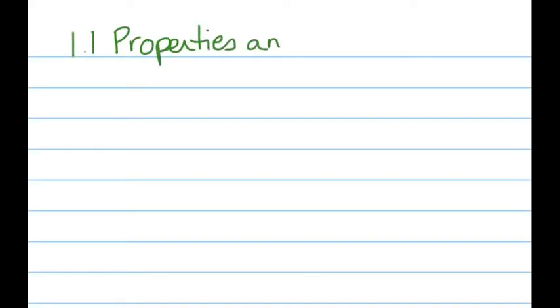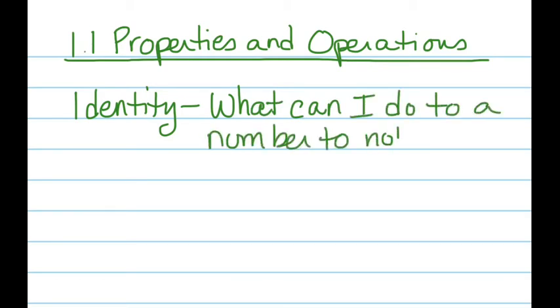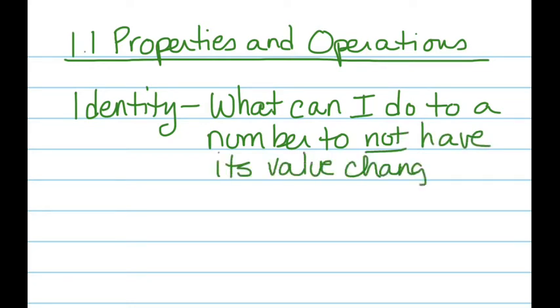Our second section in 1.1 is going to be properties and operations. Identity is going to be the first one we talk about. So, what can I do to a number to not have its value change? If I want to start with and end with the same thing, what can I do to it mathematically?